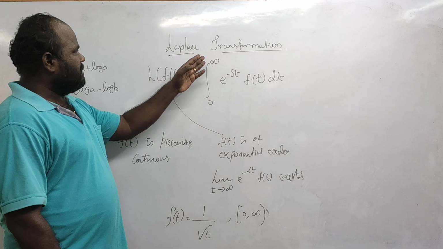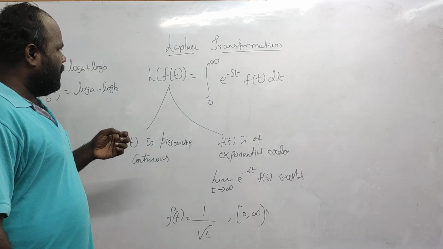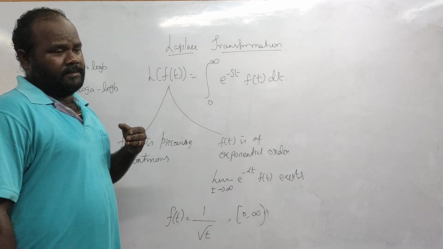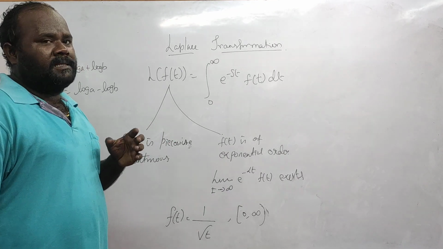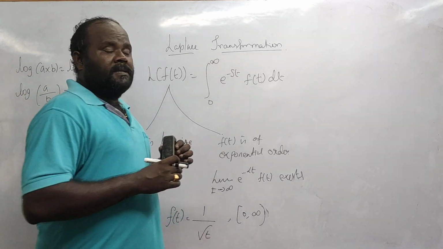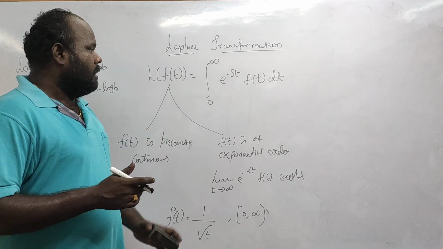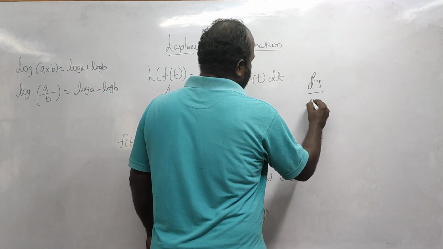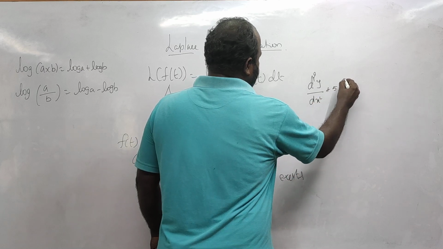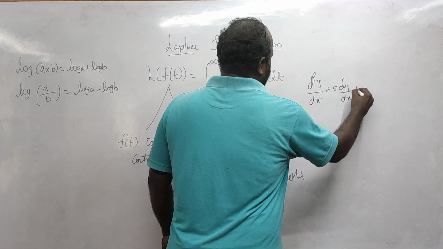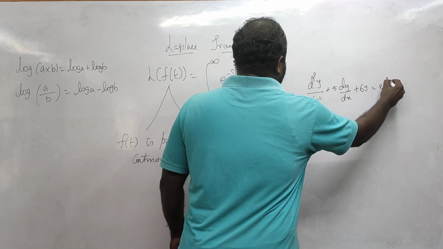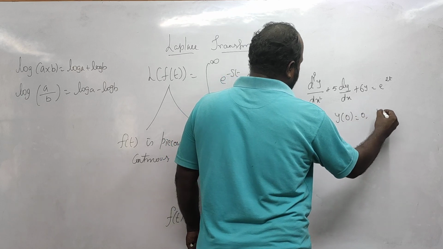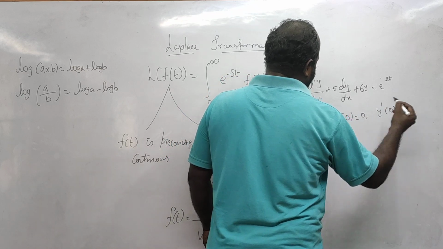Okay, what is this Laplace transform doing? If a current passes through a circuit and you want to analyze the rate of change of current, we need to obtain some differential equation. Our aim is to find the solution of such a differential equation. For example, consider the differential equation d squared y by dx squared plus 5 into dy by dx plus 6y is equal to e to the power 2t, with the initial conditions y of 0 is equal to 0 and y dash of 0 is equal to 1.